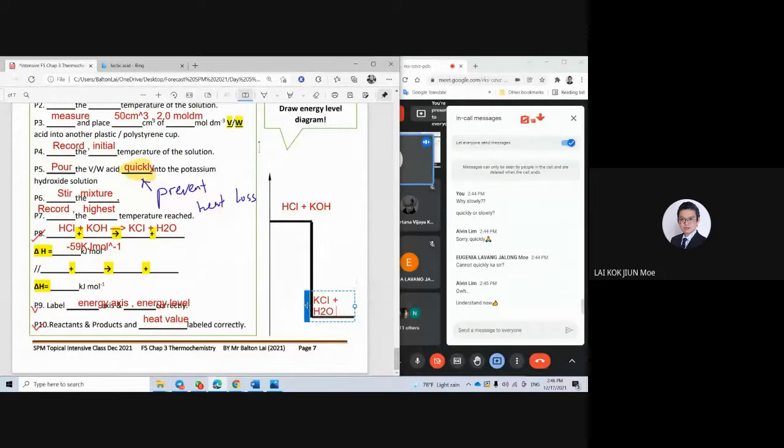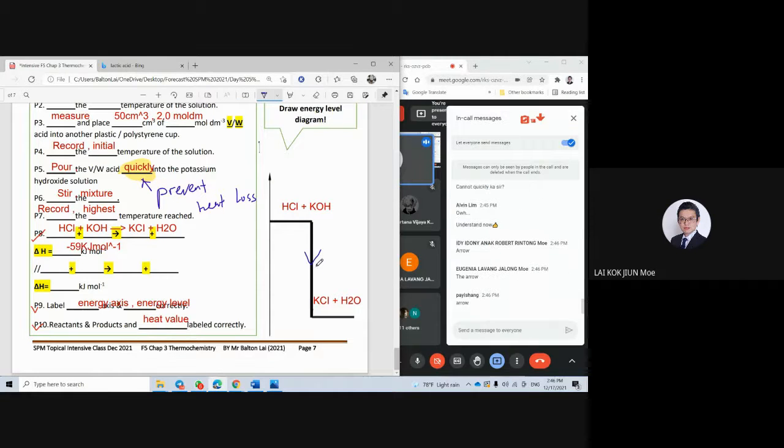Anything I mixed up? Okay, anything need to draw? Arrow needs to be drawn, yes. Okay, good, thank you, ID. Okay, done, complete. Now I get all 10 marks. Very good. Energy on the Y axis. Energy has to be written. If there is no energy, you cannot show the energy level diagram.